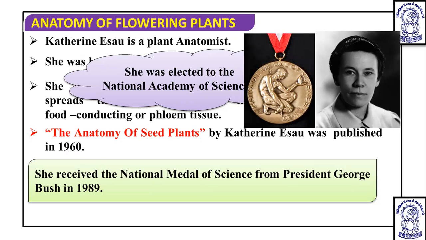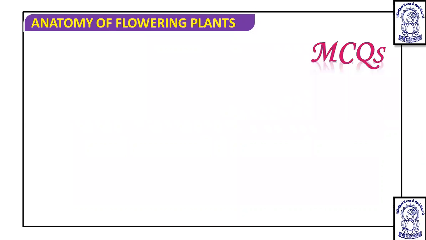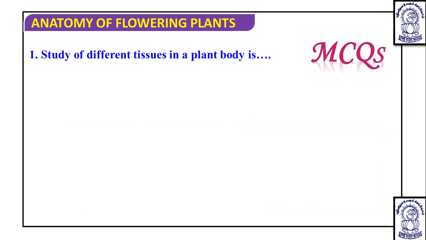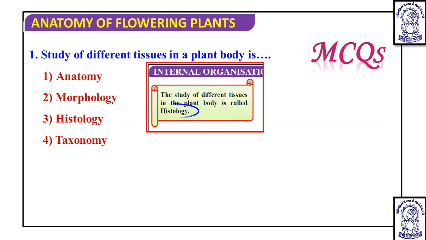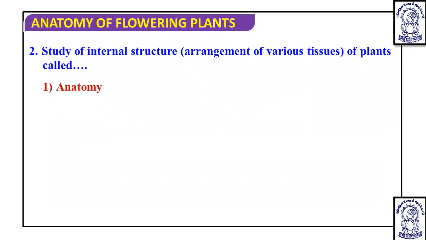So this is the history of Katherine Esau, who is one of the important known scientists of that time. The study of different tissues in the plant body is anatomy, as we have discussed. Study of tissues, different tissues, is histology. And when we talk about arrangement or organization, that is anatomy. The study of the internal structure or arrangement of various tissues of the plant is anatomy.